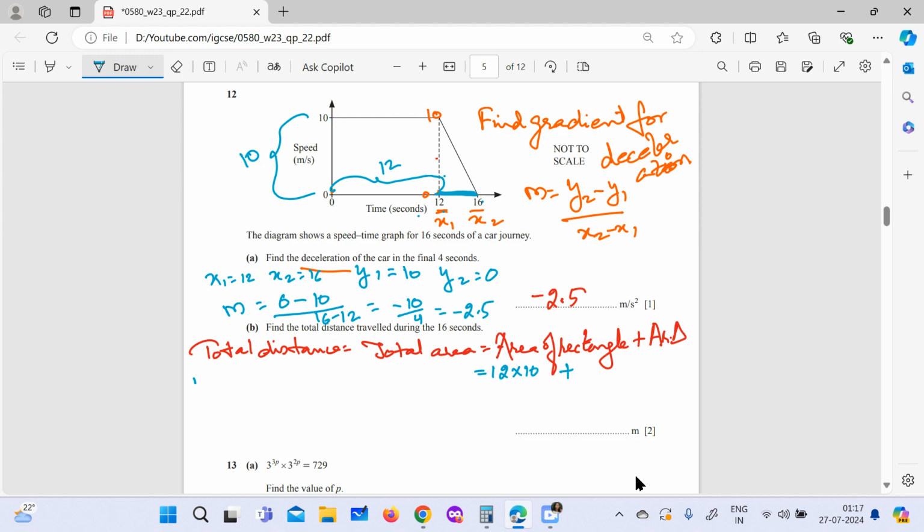Base is 16 minus 12. That gives you 4. And the height, you know that it is 0 to 10. So height is 10. So we can write half base is 4 times 10. So this will be 120 plus 20. So you get the area as 140 meter square. Sorry, not this area. So the total distance is 140 meters, we will say.